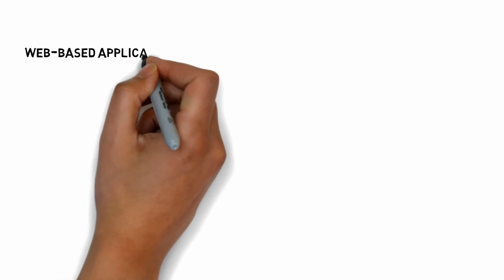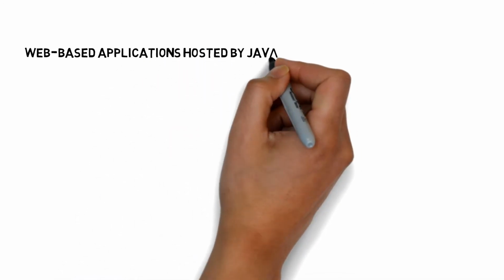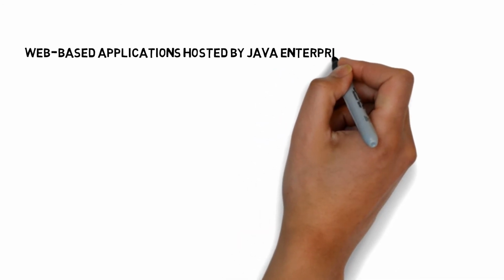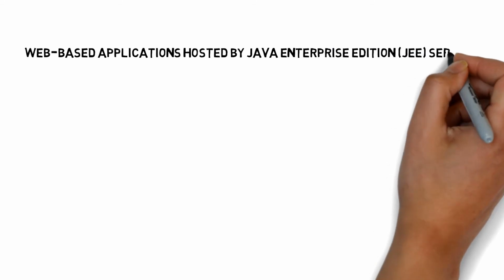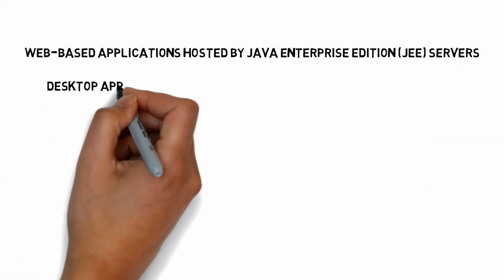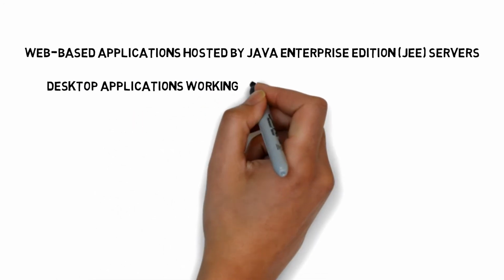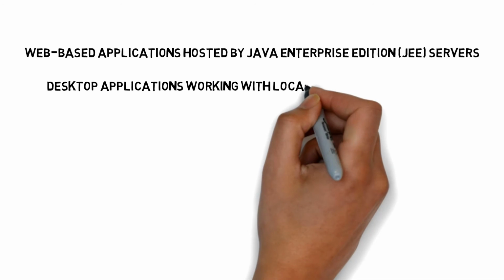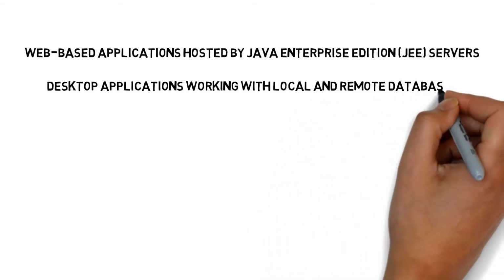So who uses JDBC? It's most commonly used in web-based applications that are hosted in JEE, or Java Enterprise Edition, servers. These include JBoss, Tomcat, WebSphere, and others. Developers also commonly use JDBC when they're working on desktop applications or applets that are working either with local databases stored on the client computer or with remote databases accessed over the internet.